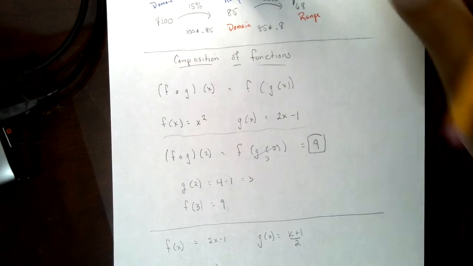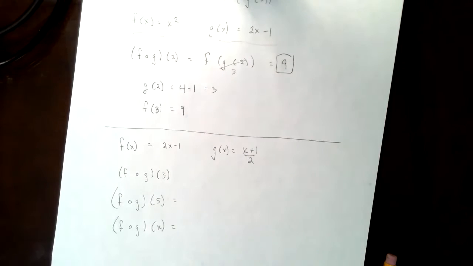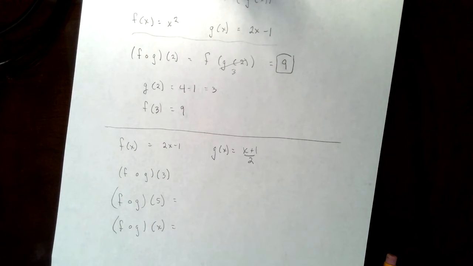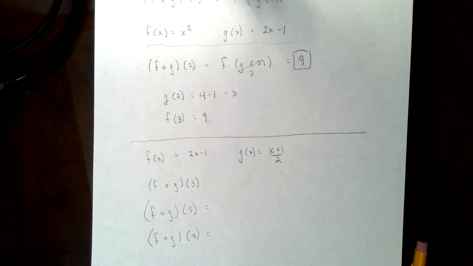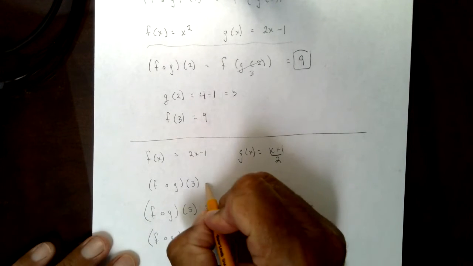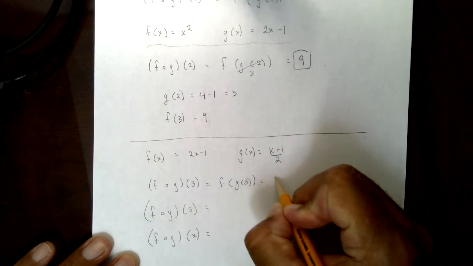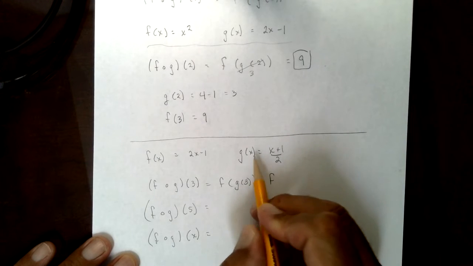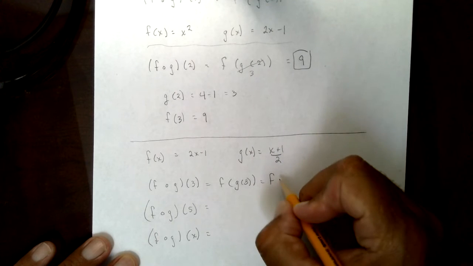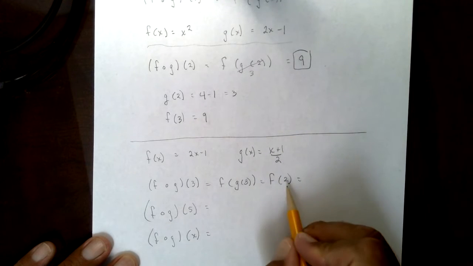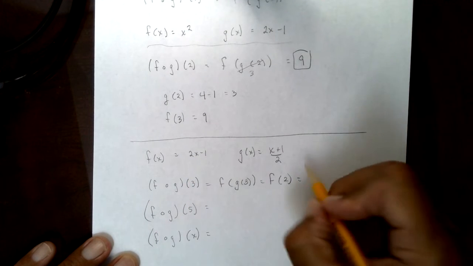Let's take a look at another example. If I have f of x equals 2x minus 1, and g of x equals (x plus 1) over 2, let's see what we have. I have f of g of 3. I take the 3, plug it into my g function. 3 plus 1 is 4, divided by 2 is 2. So this equals 2. I plug 2 into my f function. 2 times 2 is 4, minus 1 is 3.